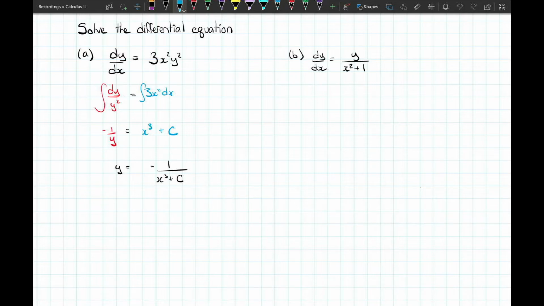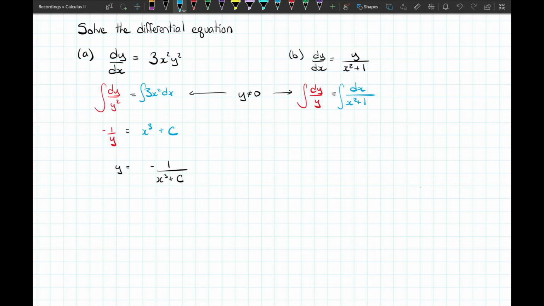In this second example, you can see there are two separate functions, but they form a quotient, not a product. We have y over x squared plus 1. We can still separate the variables just by multiplying both sides of the equation by dx and dividing both sides by y. Now keep in mind, in both of these examples, we must have that y does not equal 0 in this first step.